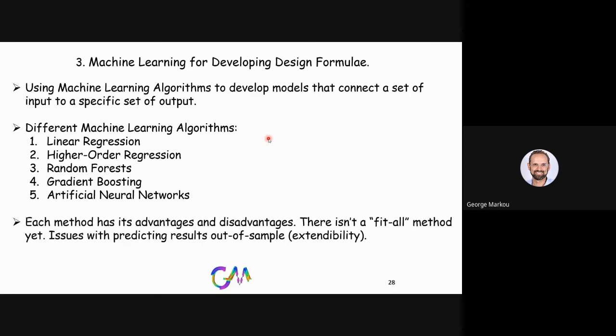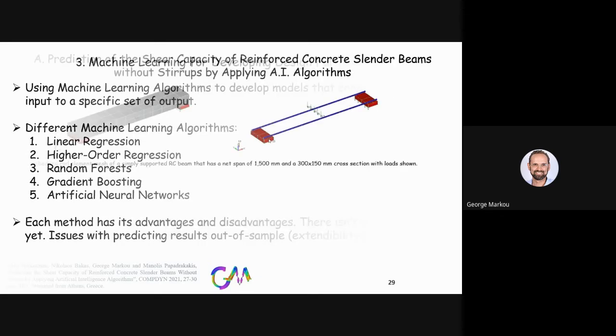Now, what's the main problem? One of the main problems of these methodologies is that we do not have a method that will say, yeah, if we use this method, it will give us good results regardless of the data set. So this is not yet a problem that has been solved. So we need to use different types of machine learning algorithms in order to find which one fits best and has the ability to give us a result and predict the results for out of sample cases, right? So this is known as extendability.